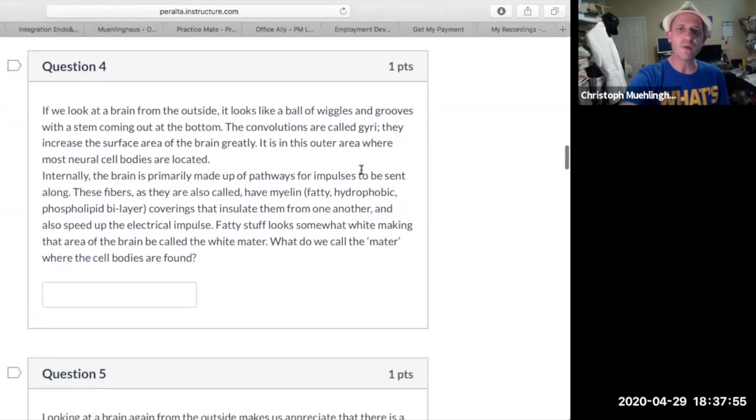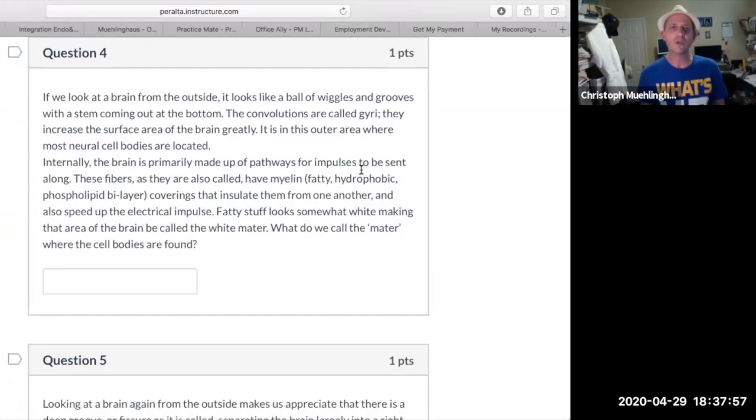If we look at the brain from the outside, it looks like a ball of wiggles and grooves with a stem coming out at the bottom. The convolutions are called gyri. They increase the surface area of the brain greatly. It is this outer area where most neural cell bodies are located. Internally, the brain is primarily made up of pathways for impulses to be sent along. These fibers, as they are called, have myelin, fatty hydrophobic phospholipid bilayer coverings that insulate them from one another and also speed up the electrical impulse. That's that myelin sheath we talked about.